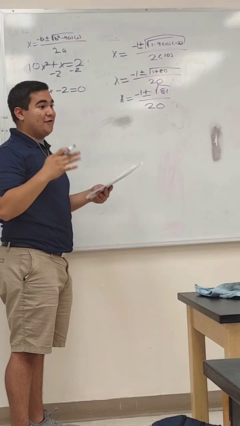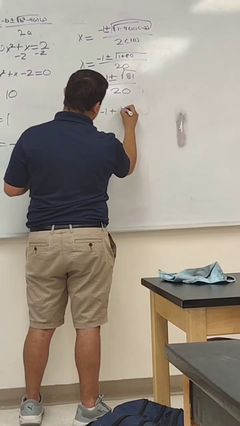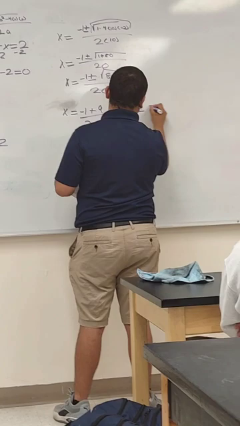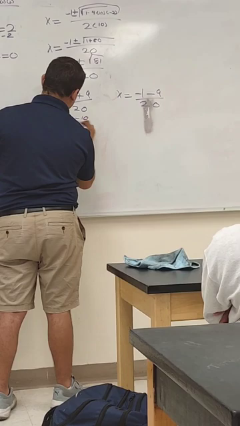So here we solve this out. So we separate them into two. X equals negative 1 plus square root of 81 is 9, so plus 9 over 20. And x equals negative 1 minus 9 over 20. Now you get these two, you complete them. So x equals negative 10 over 20, which also equals negative 1 half.